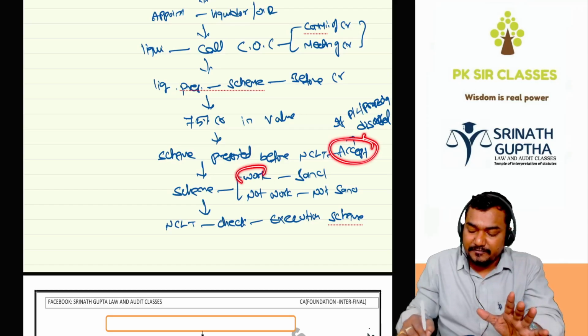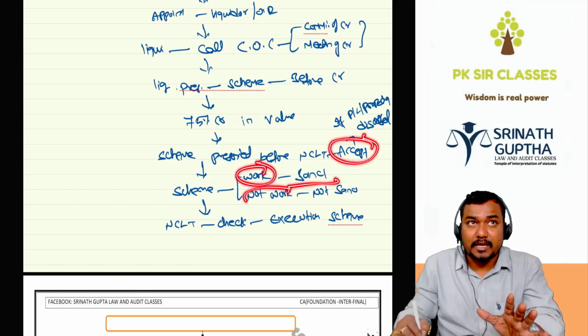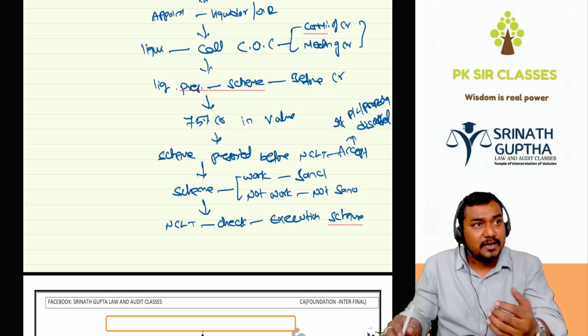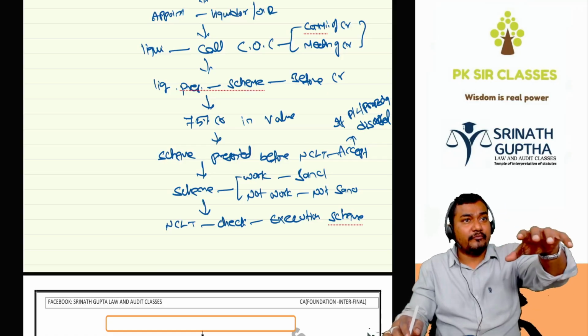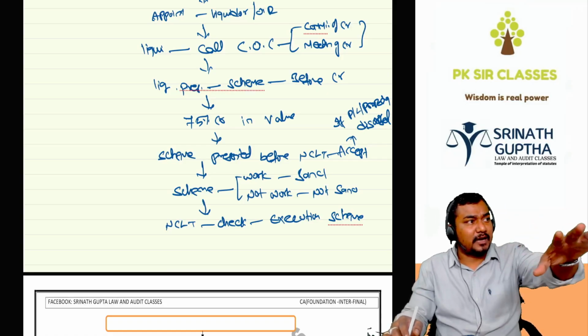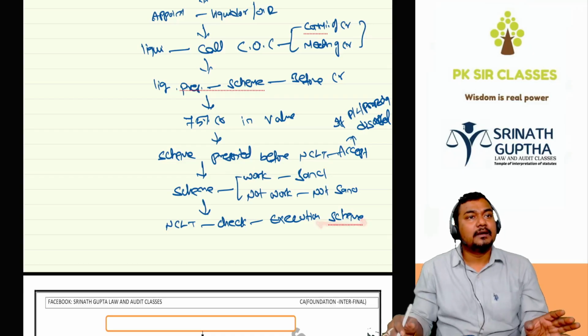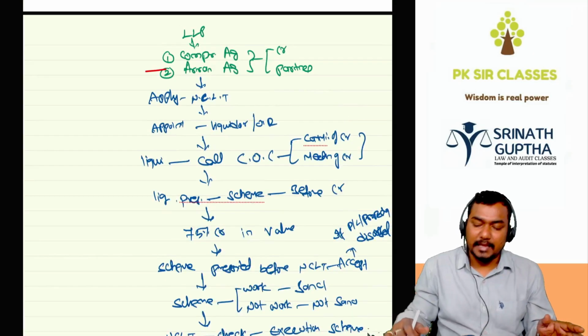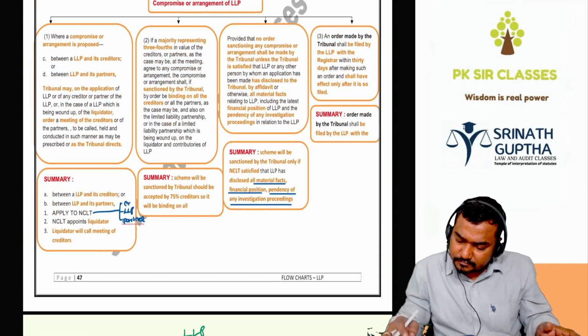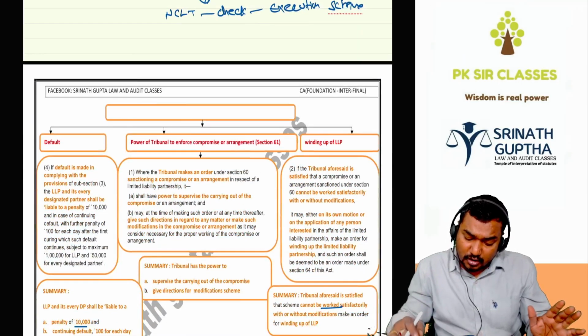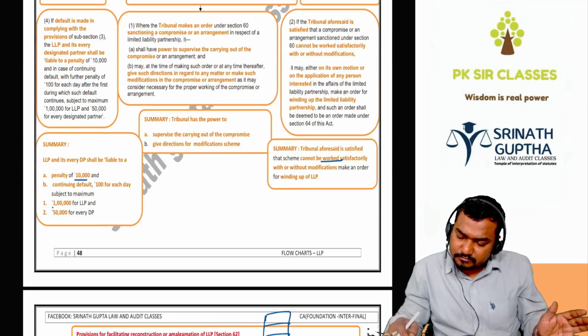If it is workable, they will sanction. If it is not workable, they will not sanction. And after that also, NCLT will review whether it is workable or not. If it is workable, they will allow it to continue. Otherwise, they will go for the resolution of the particular LLP. This is a new concept, beta, a very important concept.